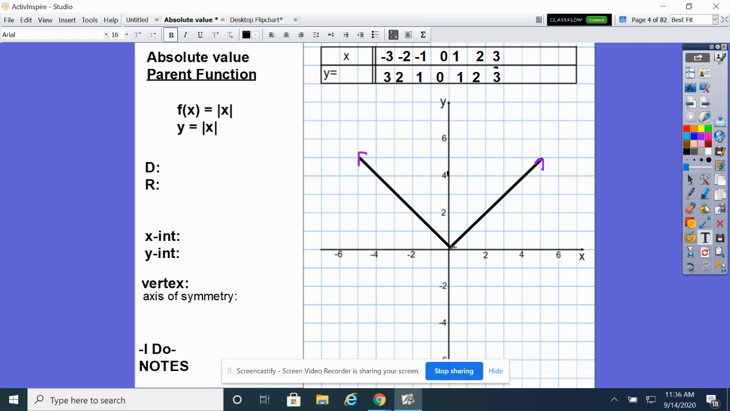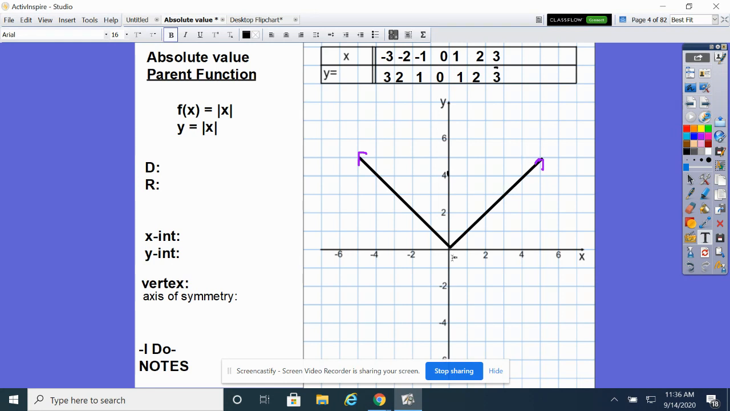Remember, tell your brain domain is left or right. If we trace this to the left, so we're heading to the negative numbers, we want to look at the x-axis. Where will it stop? Well, it turns out, because we drew arrows on here, it's not going to stop. It's actually going to go to negative infinity.